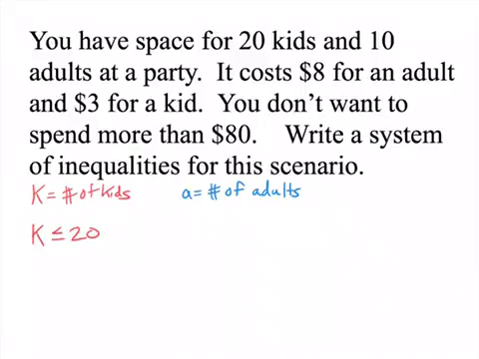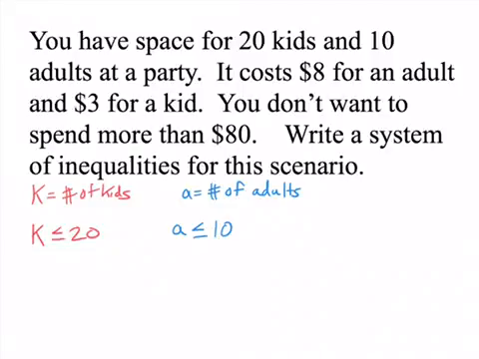Now let's look at adults. Can you make an inequality for adults too? Adults, well, aren't there going to be at most 10 adults? So think about the inequality. At most 10 adults. Is that going to be less than 10 or greater than 10? It should be less than or equal to 10. So I just wrote two inequalities. I just wrote a system of inequalities.